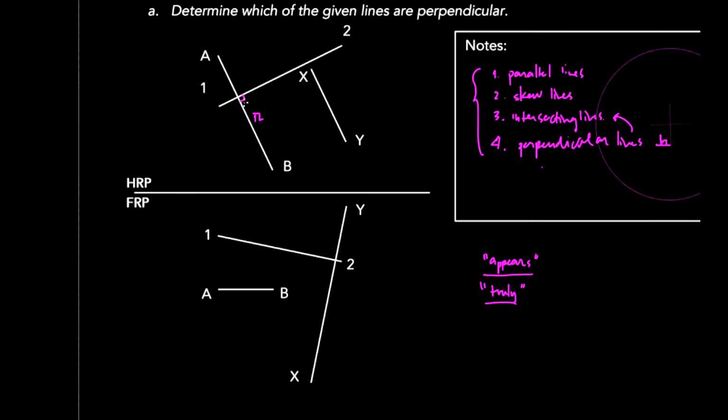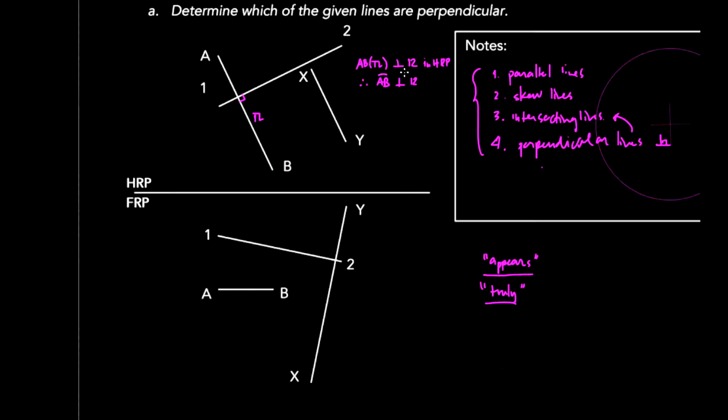Okay? So what I'll do here is I'll note that AB, which is a true length, is perpendicular to 1, 2 in HRP. And therefore, AB is perpendicular to 1, 2.